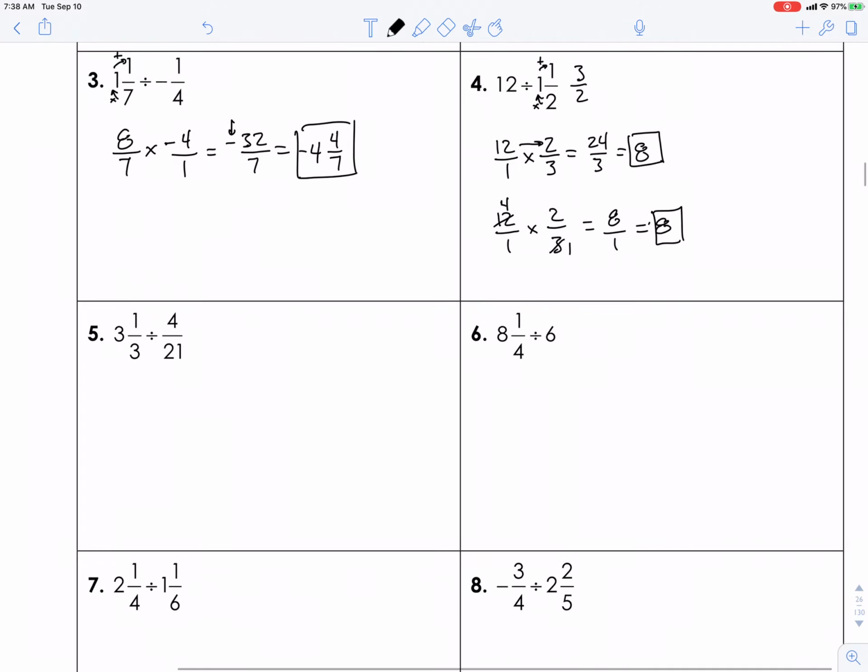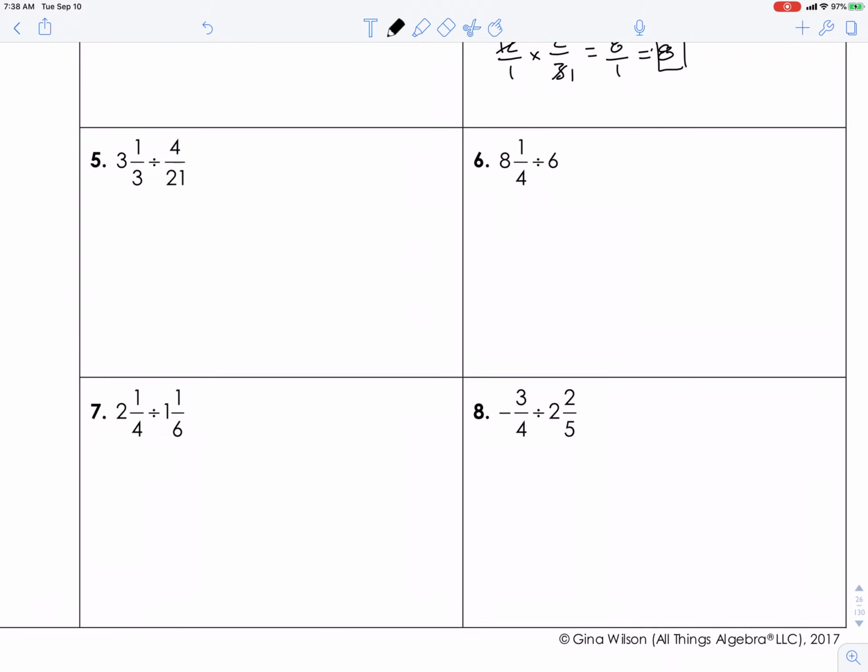Here's what I want you to do. Try 5 and 7. Go ahead and pause it, and when we come back, I'll give you the answer so you'll know what it is.